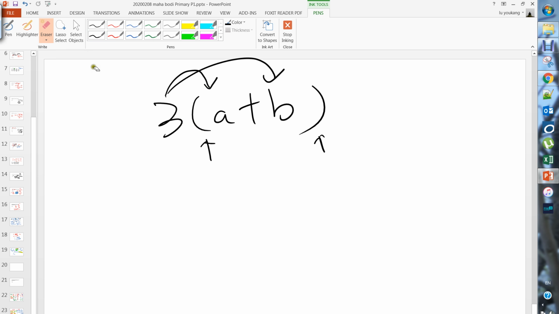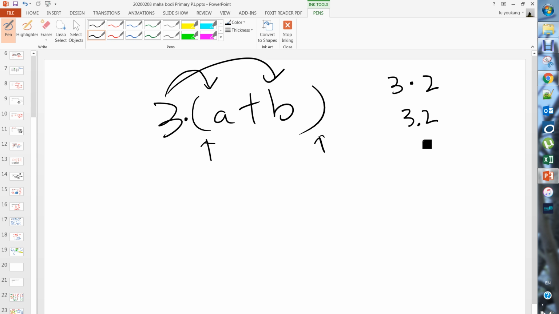I'm going to use a dot. The reason is, this dot is 3 times 2. This one is 3.2. What's the difference? Can you see the position of the dot? So how do you differentiate the two? The 3 times 2, the dot is in the middle. And the 3.2, the dot is at the bottom.